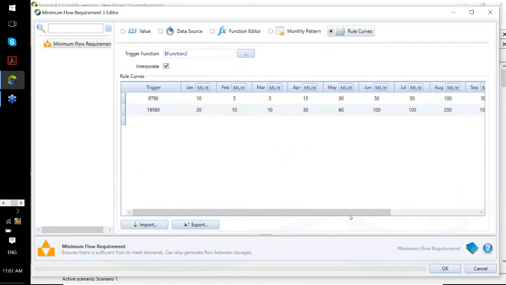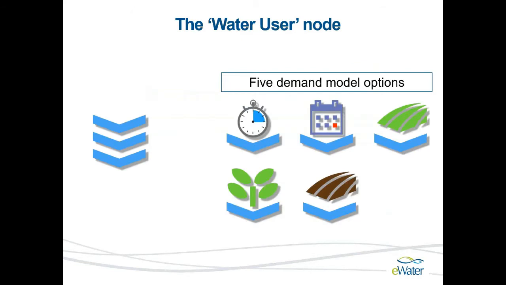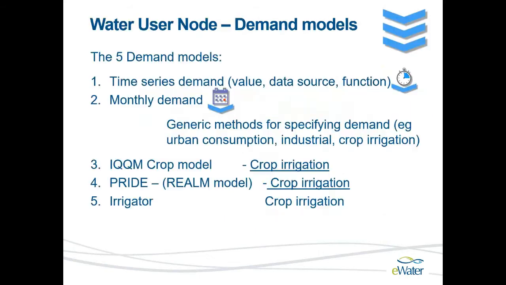Okay, I provided a lot of detail on the minimum flow requirement node, to provide a bit of context to the rest of the presentation. I want to move on now to the water user node. The water user node, as it's provided in the Source GUI, in the node palette, is shown on the left. But as soon as you edit that node and choose a particular demand model, you get one of these 5 nodes on the right. So let me just look a little bit more at what these nodes do.